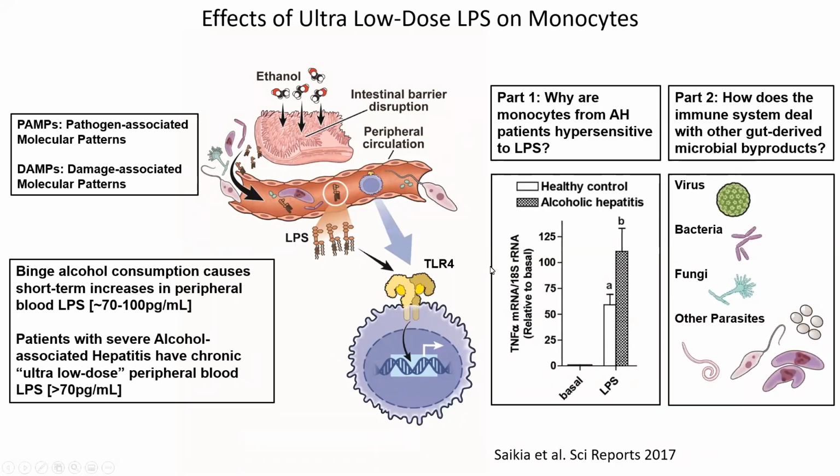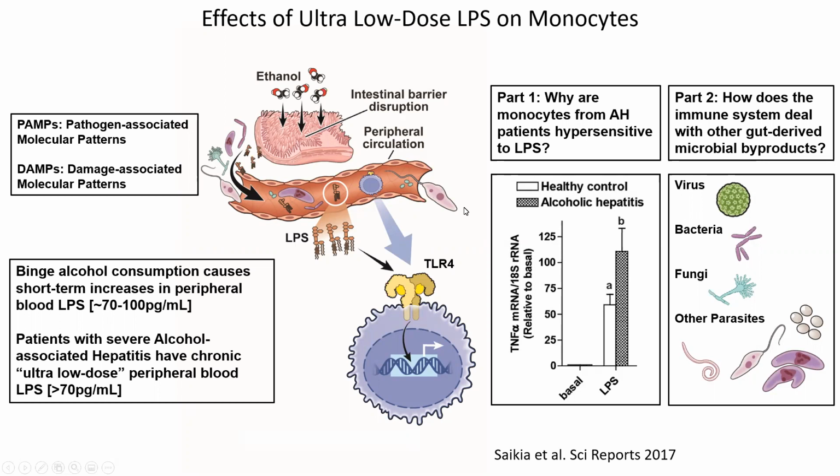And we had basically two questions we wanted to ask. The first was answering this question that has been known about AH for a long time, which is that AH patients are just hypersensitive to LPS. If you look at TNF as kind of a model for cytokines in an immune response, in a typical healthy person treated with LPS, you would get this mild TNF response, but in AH, we get this exacerbated response. So what is the cause of that was the first question I want to ask.